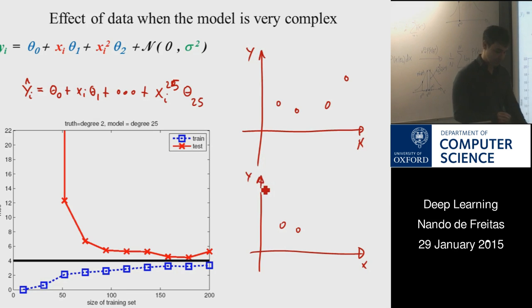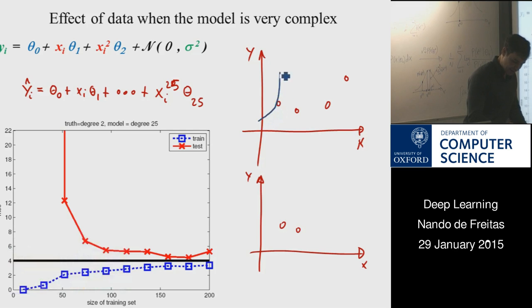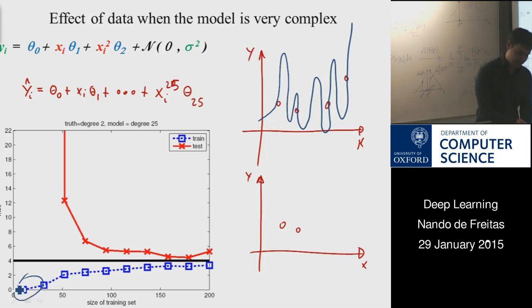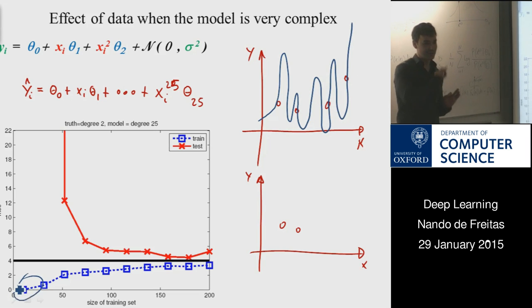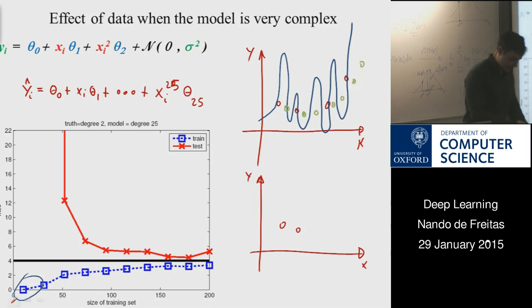If you have only a few points, and you draw your polynomial with very high degree, it will do this. You will get zero training error because it can go through all the points nicely. For the test points, this is problematic, because maybe my test point, because it was a quadratic, this was my test point. And so now my errors are huge.